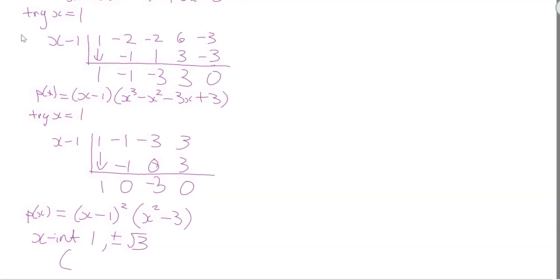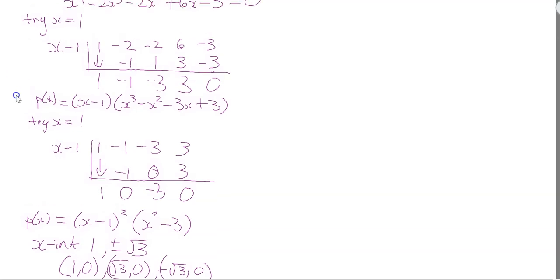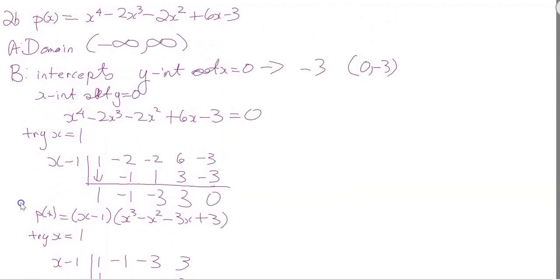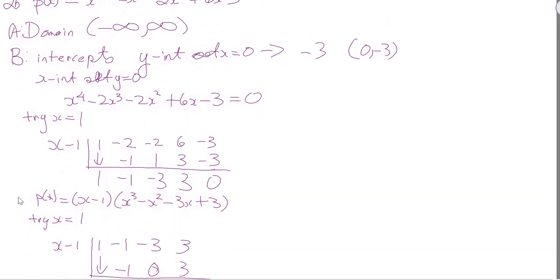So it's going to give us (1, 0) and (root 3, 0). All right. Okay, we've done B. C. Symmetries.